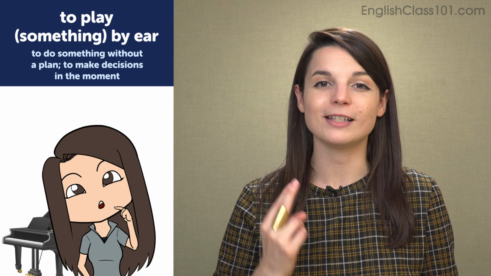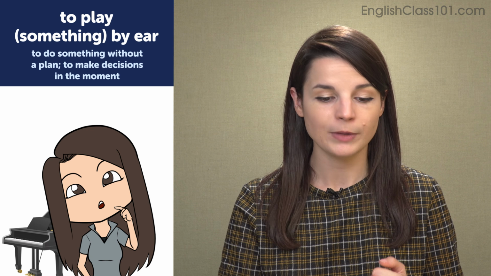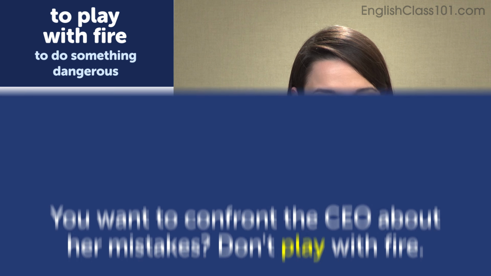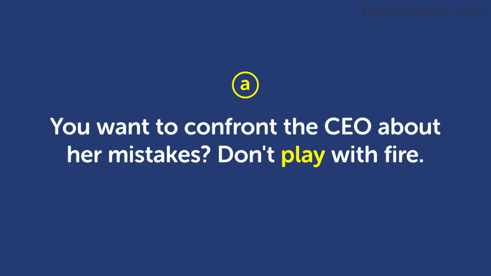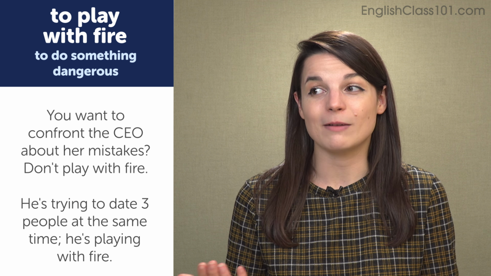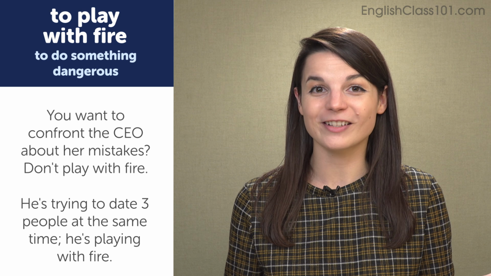Let's go on to the second variation for this verb. It is to play with fire. To play with fire means to do something dangerous or to do something that's a bit risky, for example. Examples. You want to confront the CEO about her mistakes? Don't play with fire. He's trying to date 3 people at the same time. He's playing with fire. Okay, so both of these share maybe a risky or possibly dangerous situation.